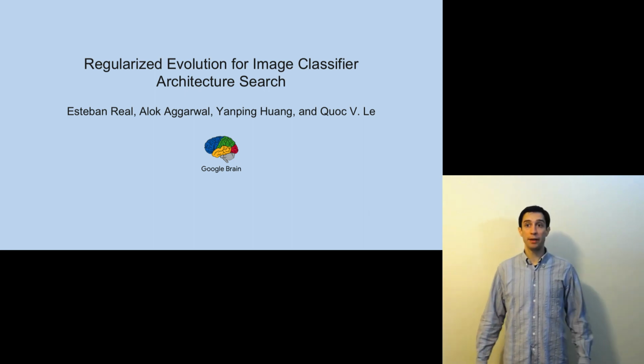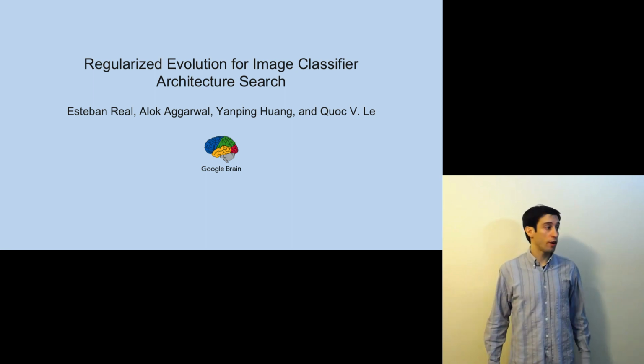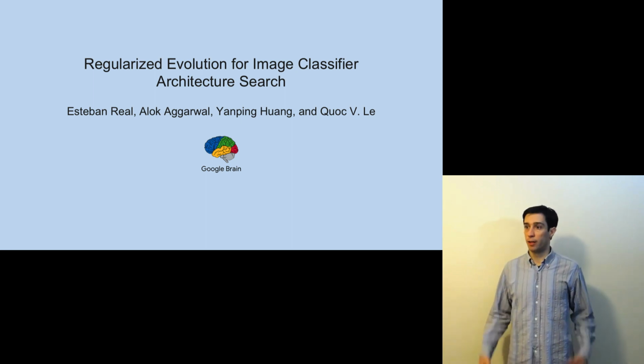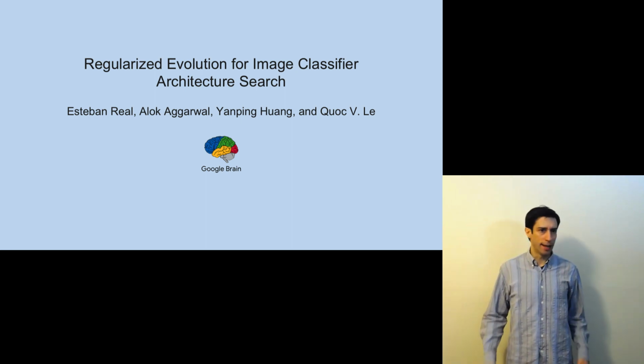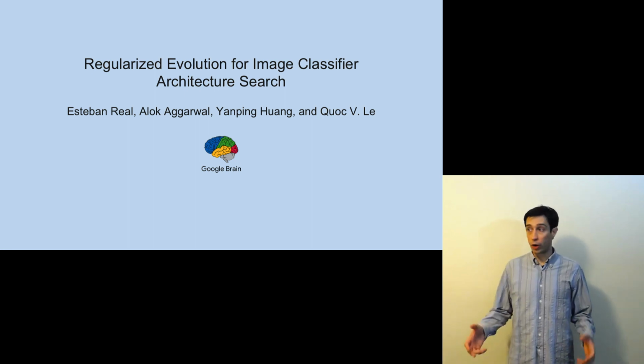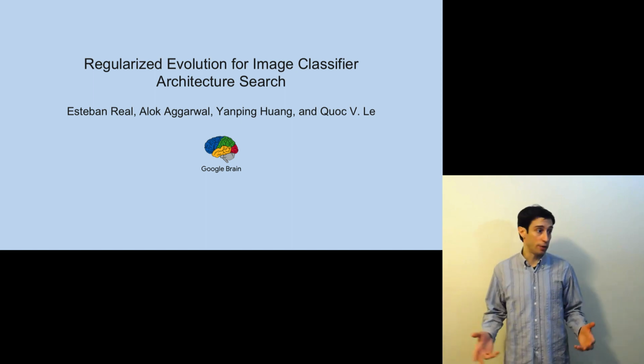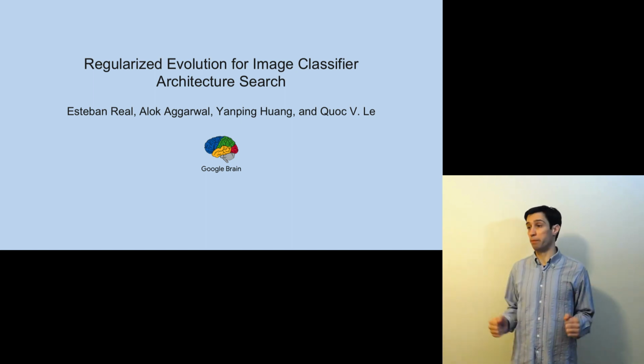Hi, my name is Esteban, and I'm going to tell you about some work that we did with Alok, Yamping, and Kwok at Google Brain on image classifier architecture search. Now, this is a field that has grown significantly in the last couple of years or so, and with that, it acquired a lot of complexity in the methods. We're going to show that you can actually get similar or better results with a very simple method.